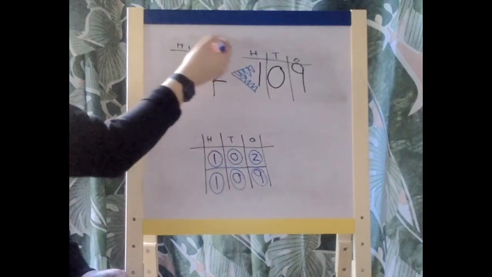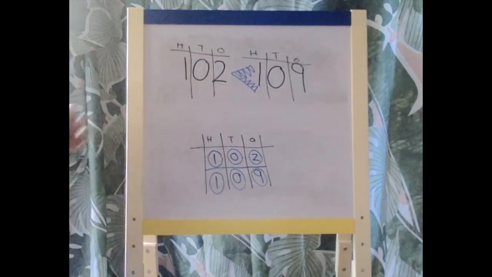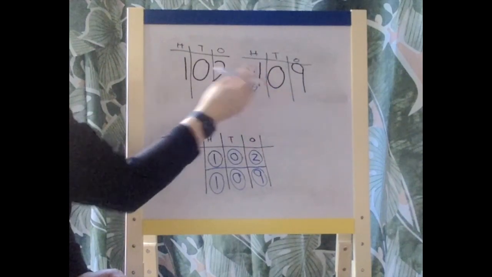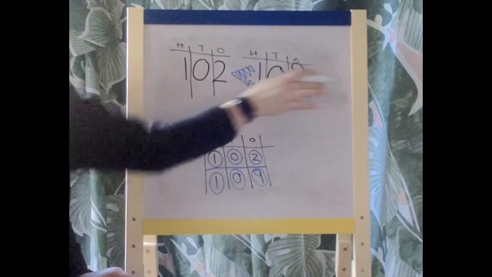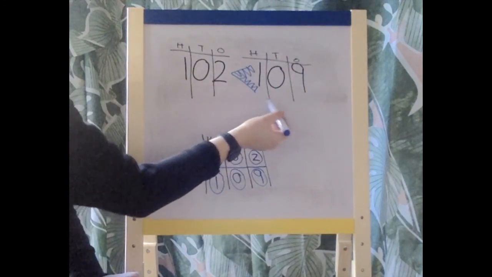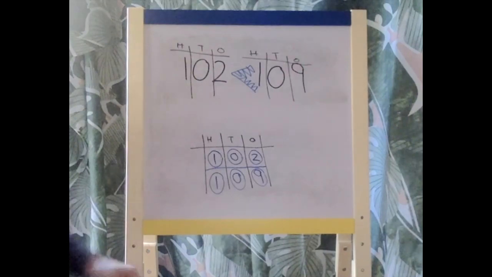So whatever number you've got in front is the number that is the smaller one. If you've got your little crocodile teeth facing that one, that is the greater number. Because remember, the crocodile wants to eat 109, not 102. He wants the most.